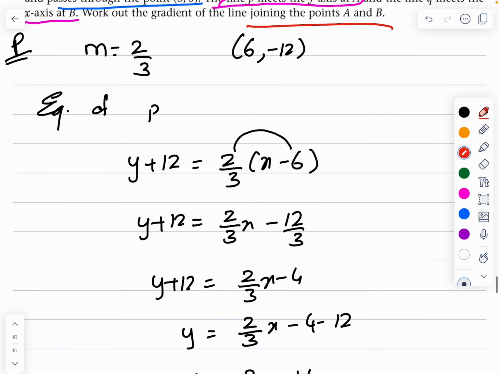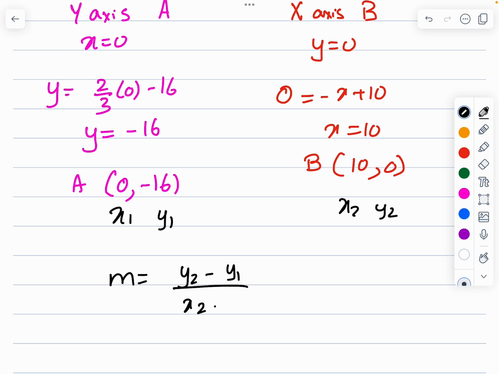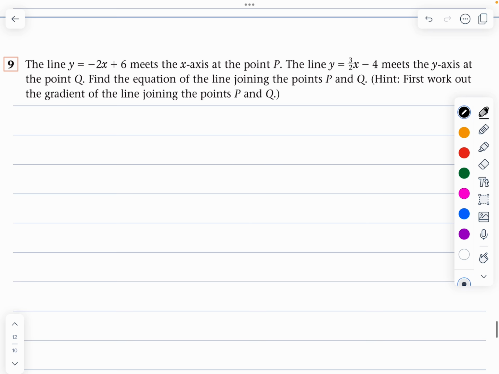Find the gradient of AB. So this is x1, y1 and this is x2, y2. So the gradient is y2 minus y1 upon x2 minus x1. So 0 minus (-16) upon 10 minus 0, which is 16 upon 10, which is 8/5.